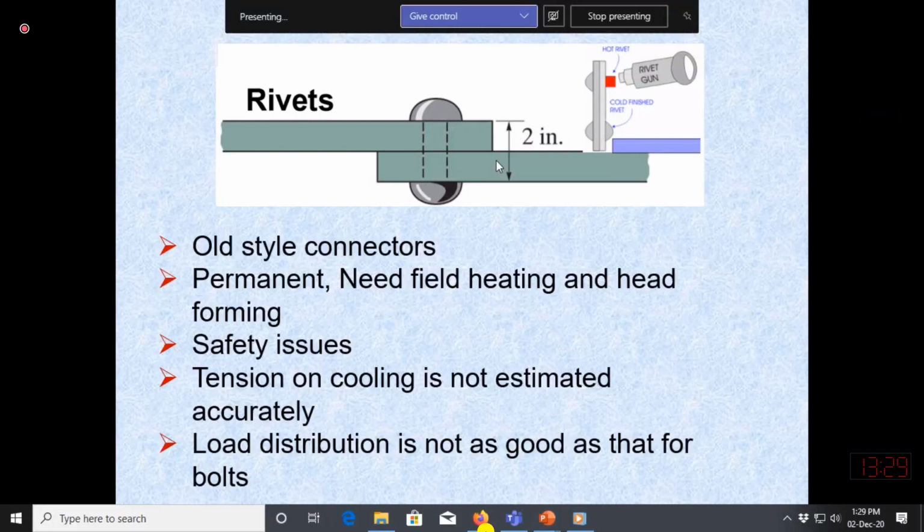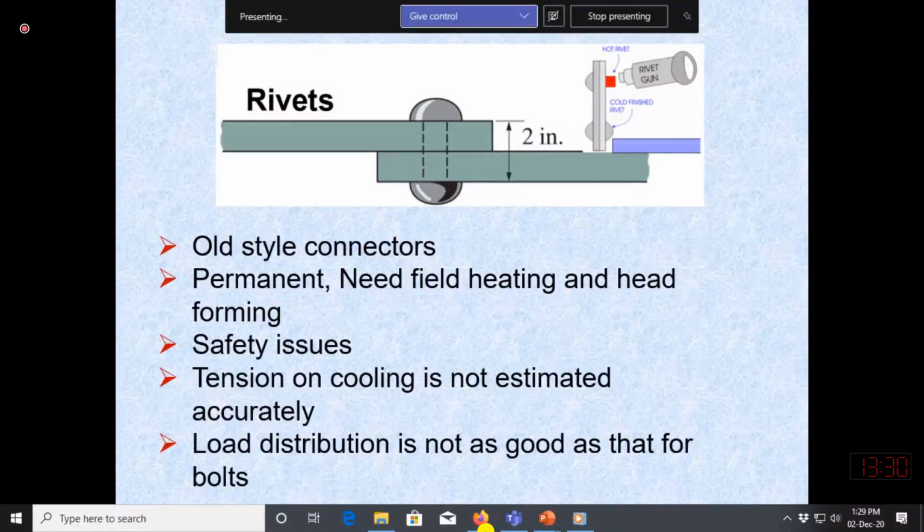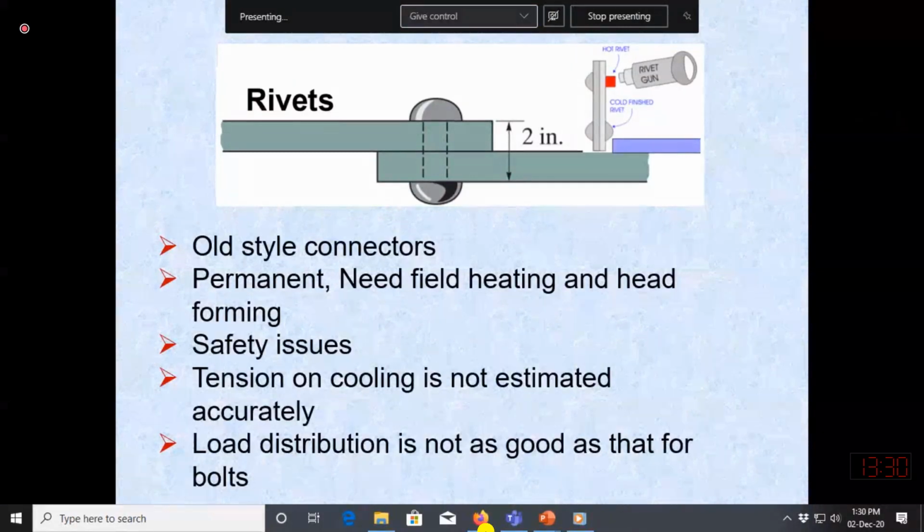It is the old style connector. It is also permanent. It cannot be opened. Mostly, if you see in our Pakistan, most of the old steel structures or bridges have used riveted connections. Because they are permanent, they cannot get loosened. So we don't need to tighten them up frequently due to loosening, and further, nobody can open them.